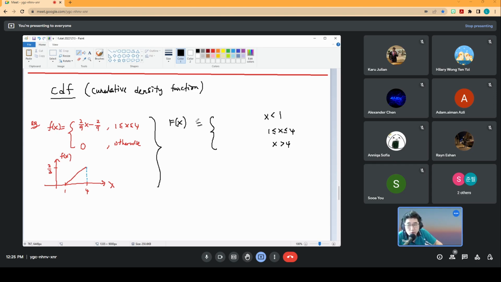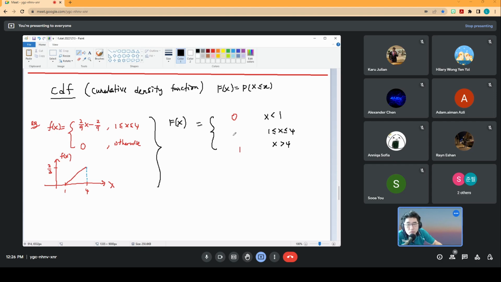Because it's an accumulating form, please understand that capital letter F here means P of x lesser equals to x. It accumulates from the smallest value. So therefore, lesser than 1, you don't have anything to accumulate yet. Therefore, it's 0. But after 4, you already accumulated everything. Therefore, it's 1. So what you need to do is to figure out the formula for the CDF over here in the middle.